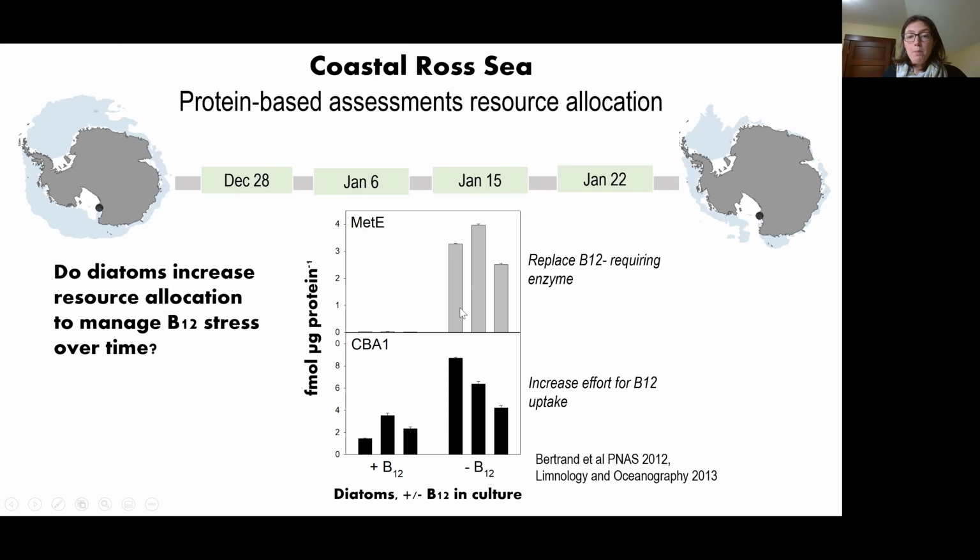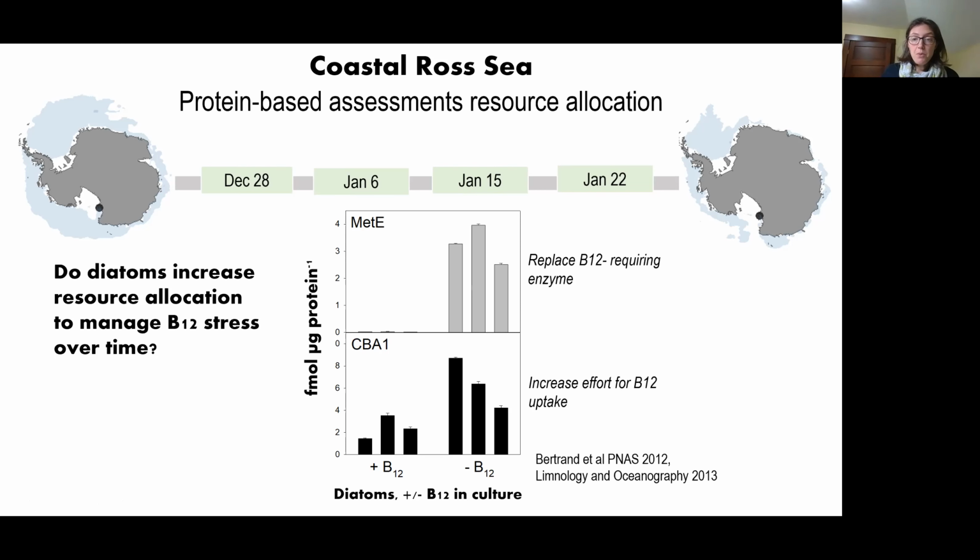So by expressing more MET-E under low B12 availability, they're responding to B12 stress and trying to replace some of that B12-requiring enzyme with an enzyme that does not require B12. And in the case of CBA1, you can see it's low expression under high B12, high expression under low B12. You can see that this protein is also increasing in the face of B12 stress. And we think that this protein is involved in B12 acquisition. So what this represents is increased protein effort for B12 uptake.